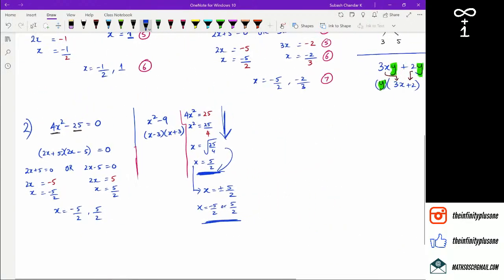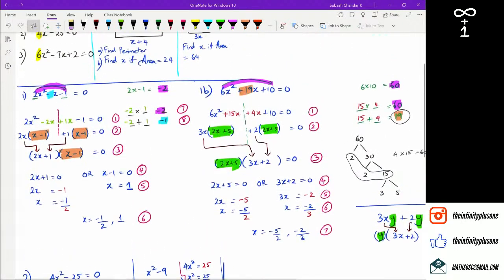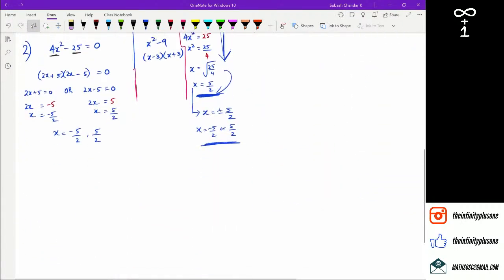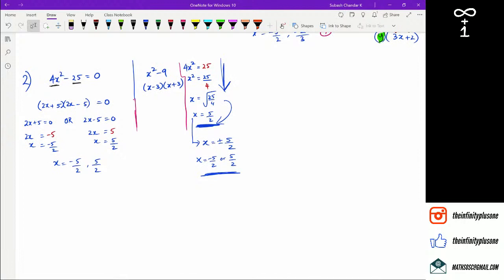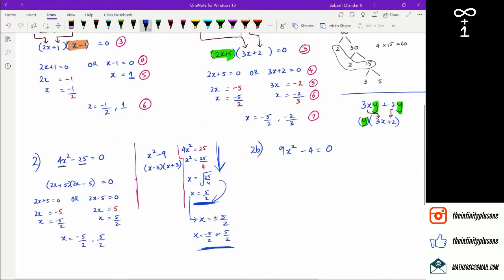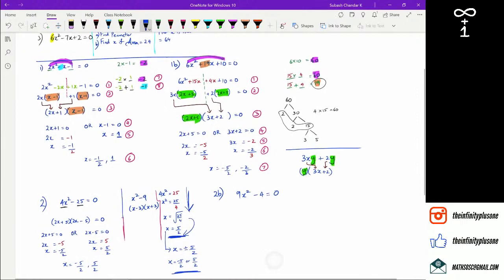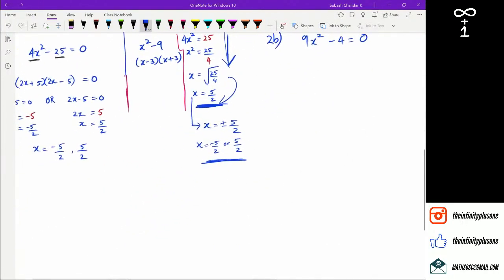Cool. So what did I have for question 3? I had 6x squared minus 7x plus 2. Yep, sure. What I'll do is on the side there, I'm just going to put a real quick one there for you to try and have a go. 9x squared. There you go. Try that, and then I'm just going to grab that question 3, 6x squared minus 7x plus 2.